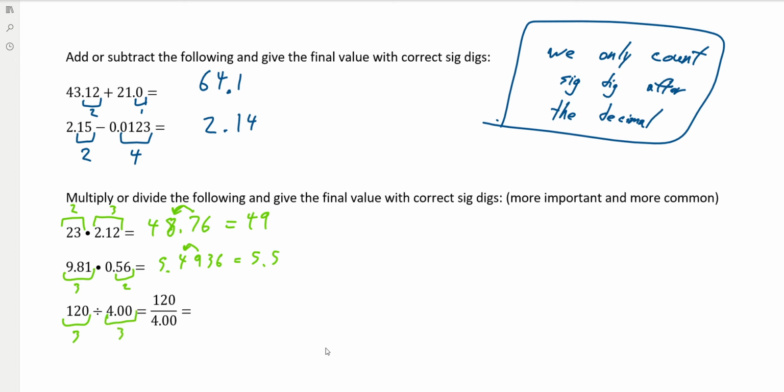So this one has 3 sig digs, that one has 3 sig digs. The point is here, yes, the answer is 30 in your calculator. However, we need 3 sig digs. So your answer would actually be 30.0. And you can do that. You can definitely have a 0.0.